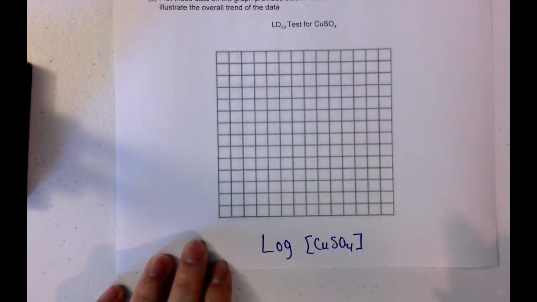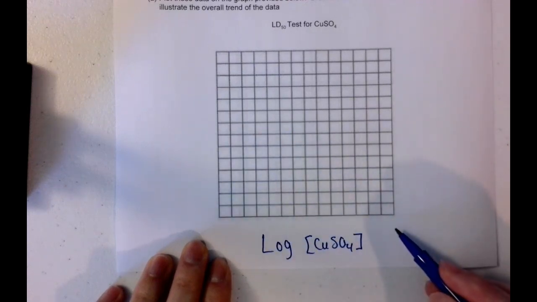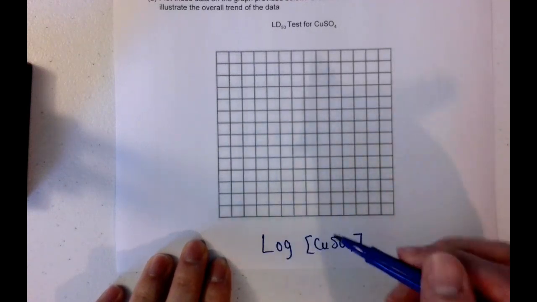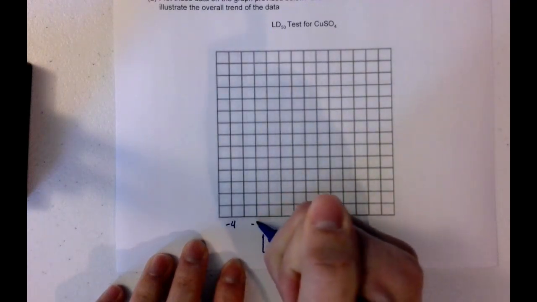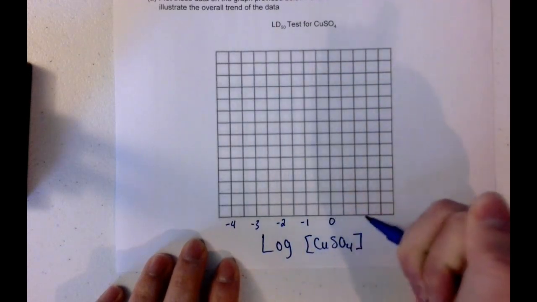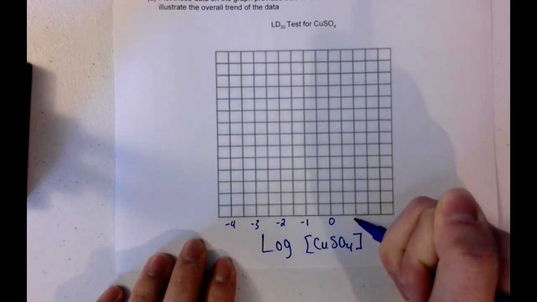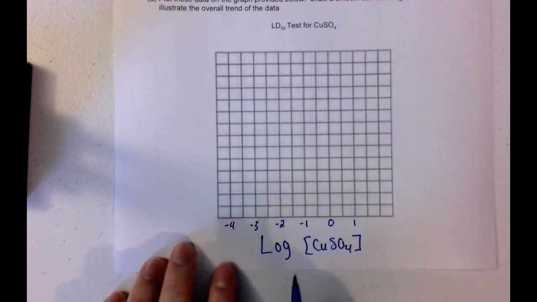All right, so I'm going to start my graph out at -4 down here, and then make it go to 1. And each one of these is going to be 0.5. So if this is -4 here, this would be -3, -2, -1, 0, and then 1. All right, so that's pretty easy. This is the log of the concentration of copper sulfate.